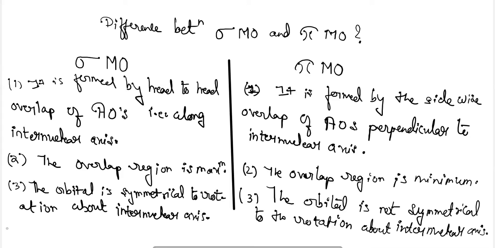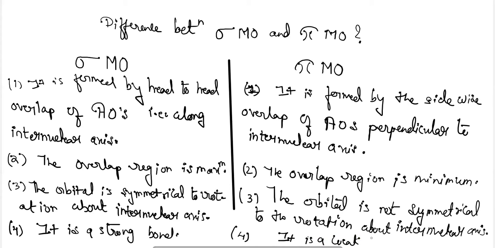Okay, so hence we can say that it is a strong bond, while in the case of pi bond, it is a weak bond.